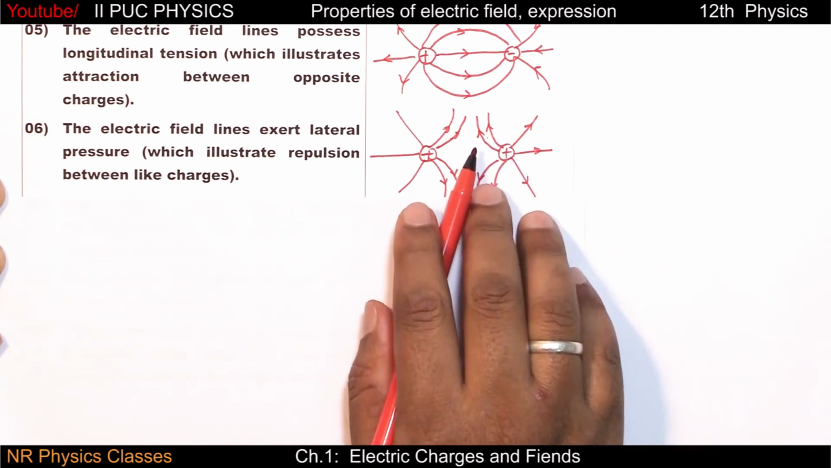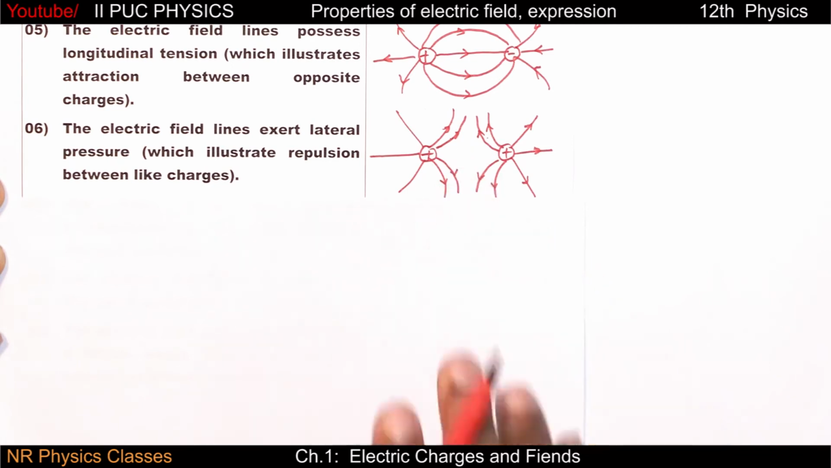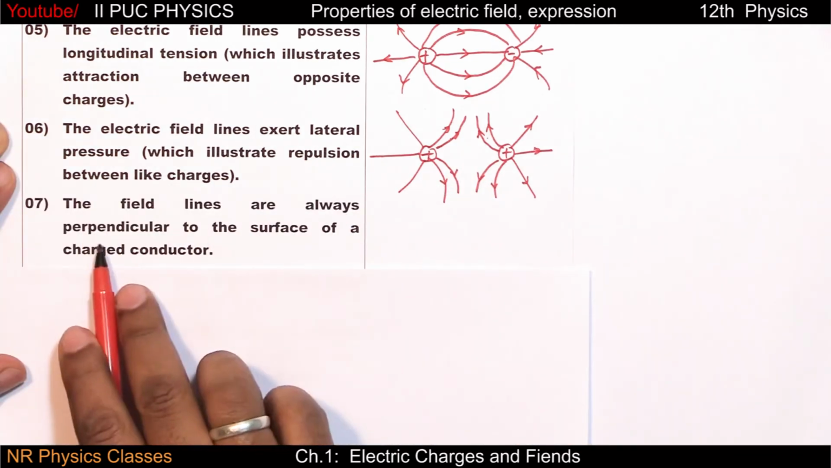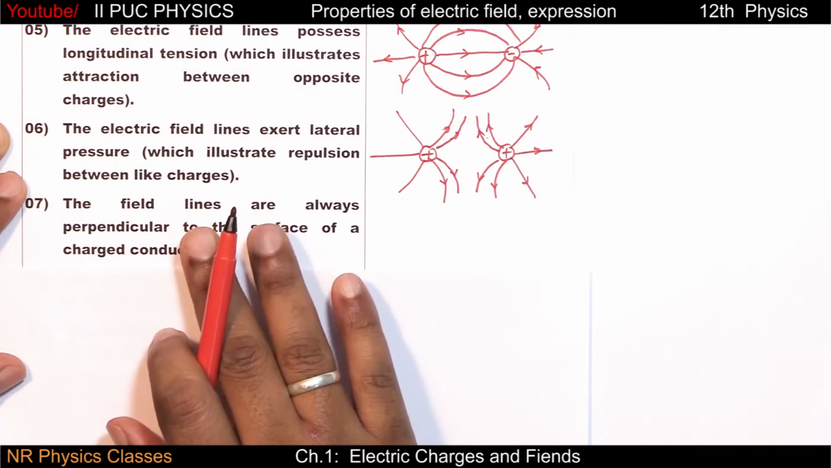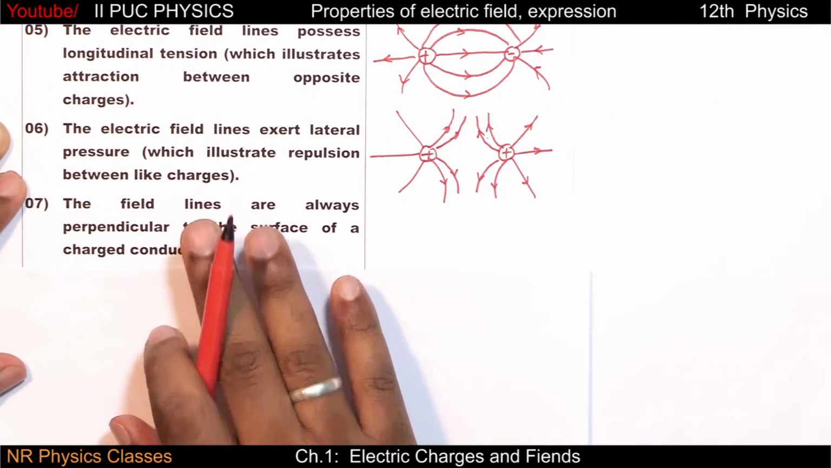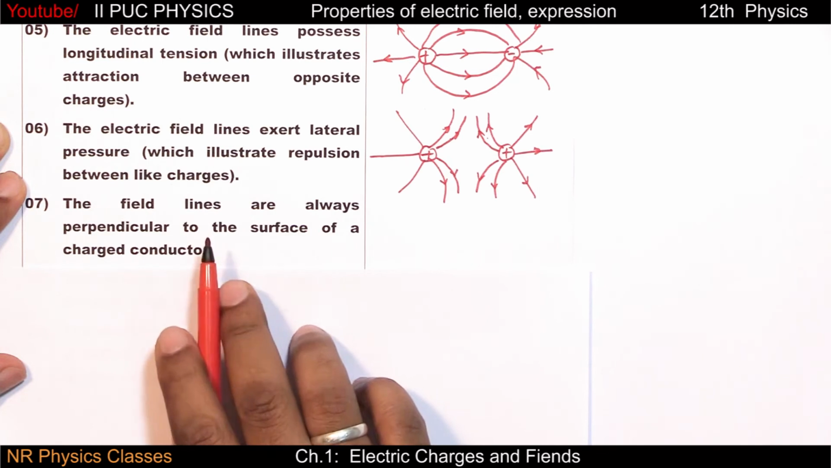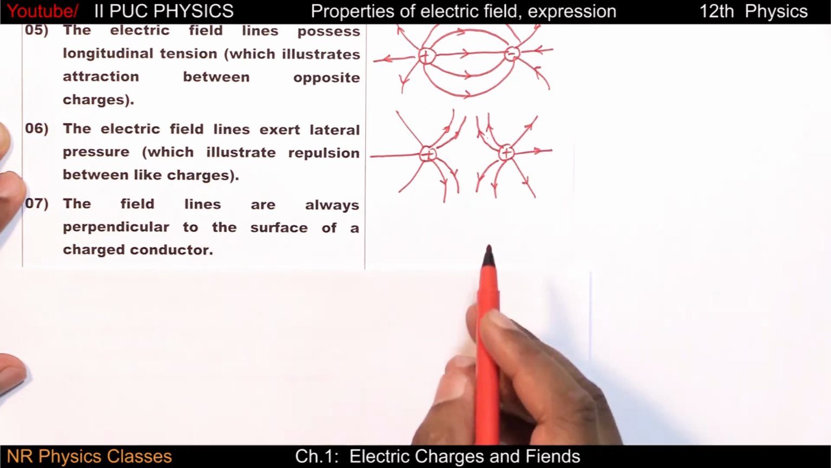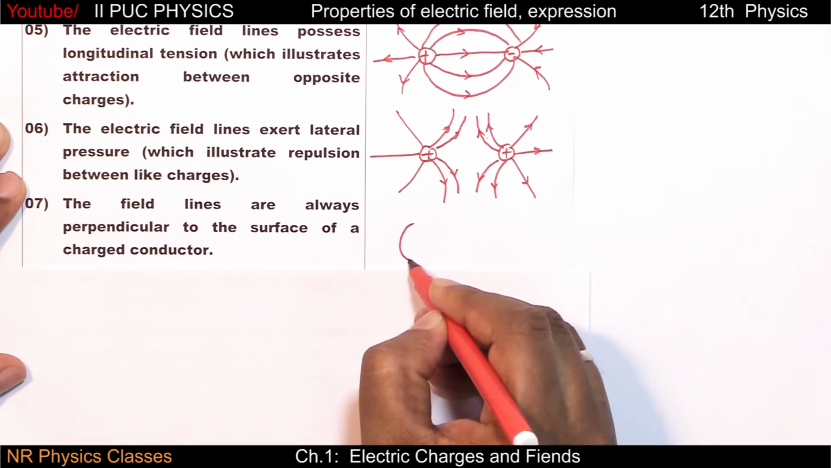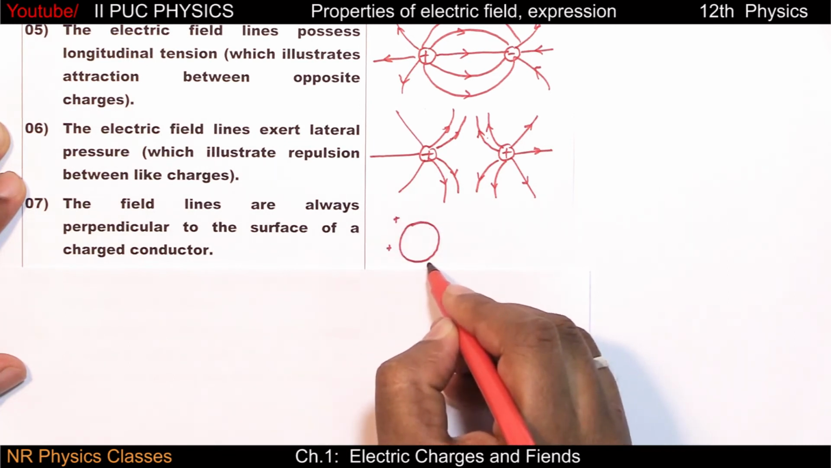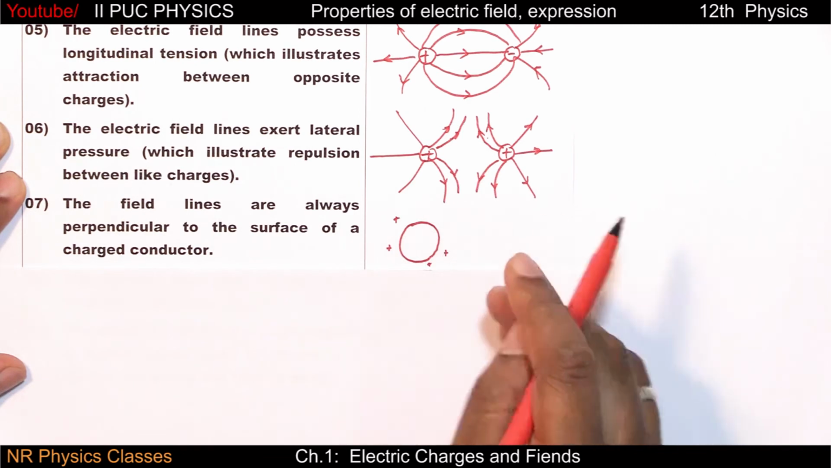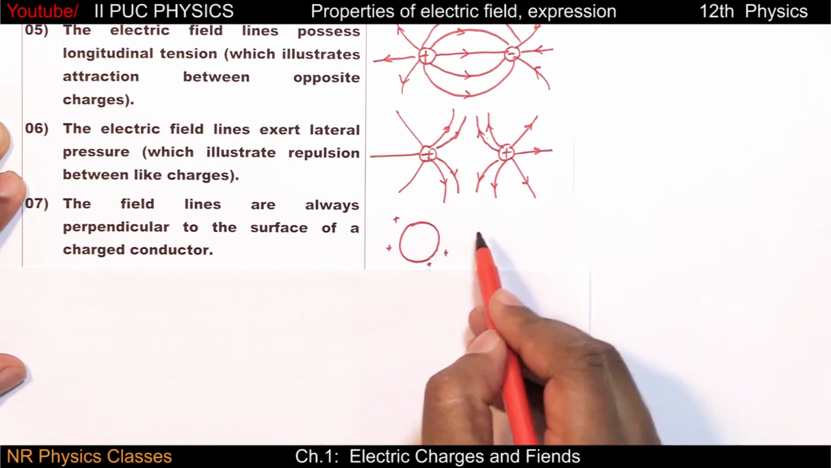It is merely imagination. The field lines are always perpendicular to the surface of a charged conductor. This is one of the properties of electric field lines. We are going to prove this. For the time being, if this is a charged conductor, then the electric field line is always perpendicular to the conductor.